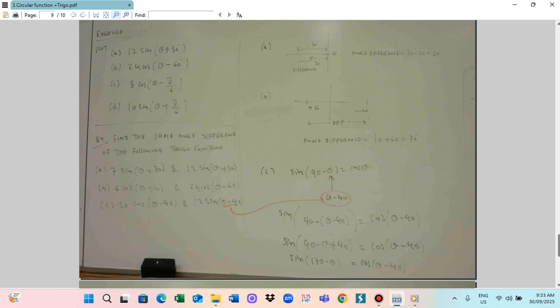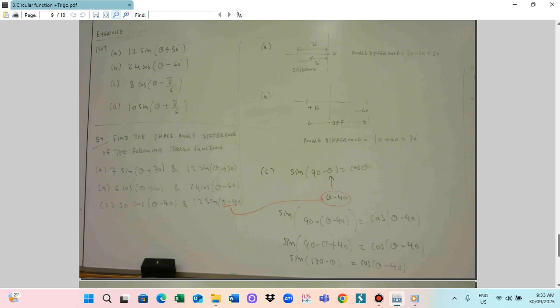So this is the angle difference. Angle difference is, you can calculate, 10 plus 50. So this is 70 degrees. So the angle difference between the sines theta plus 70 and theta plus 50 will be 20. And also the sine theta plus 10 and the sine theta minus 50 is 70 degrees.